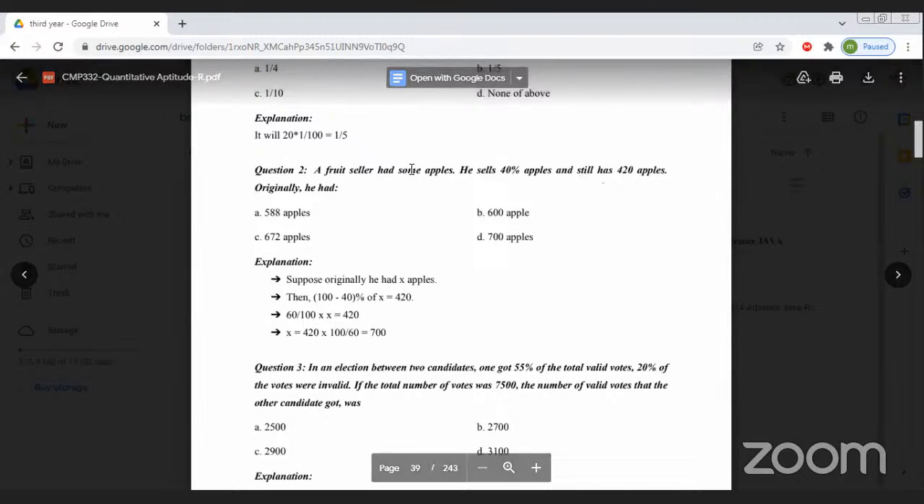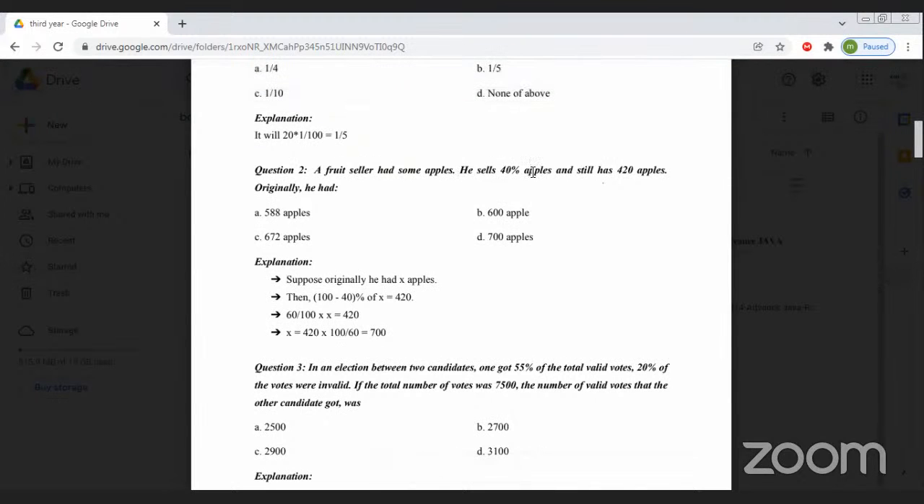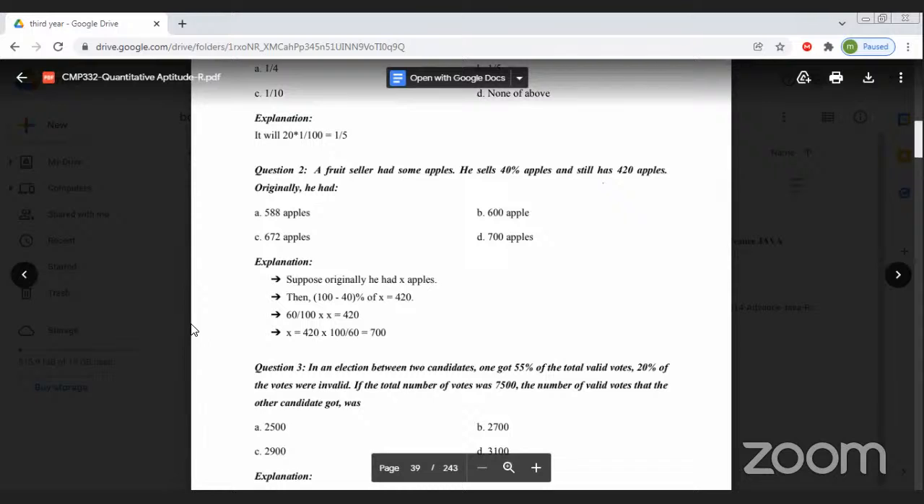Now, a fruit seller had some apples. He sells 40% apples and still has 420 apples. Originally he had how many? Here you need to use the formula for increase and decrease. Let's see. He sells 40% apples and still has 420 apples. So from this, what do you understand?